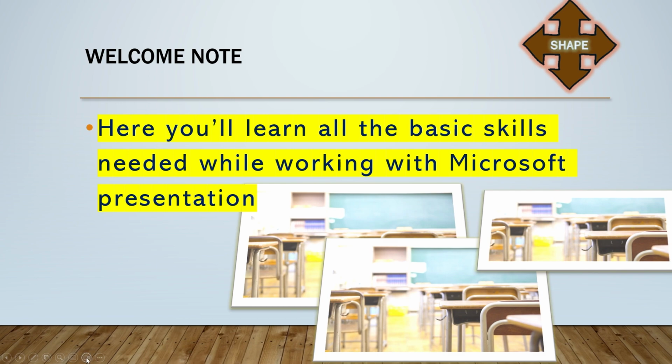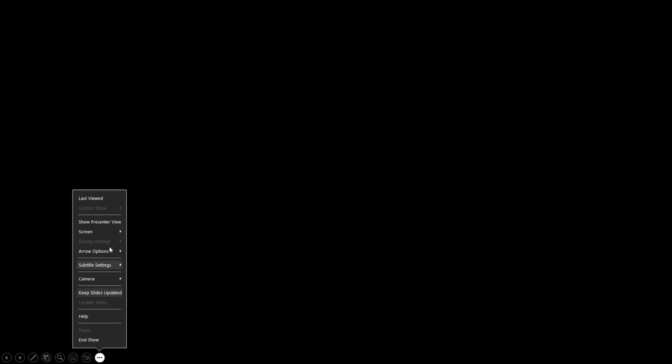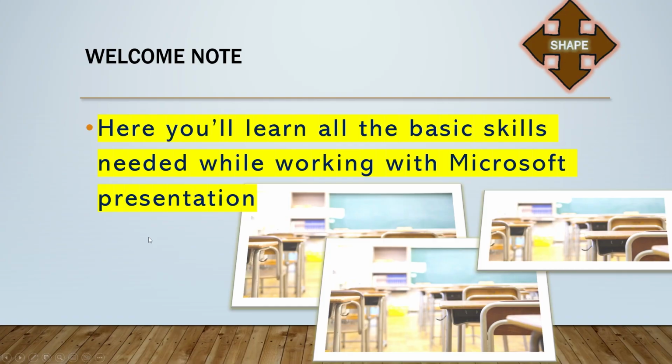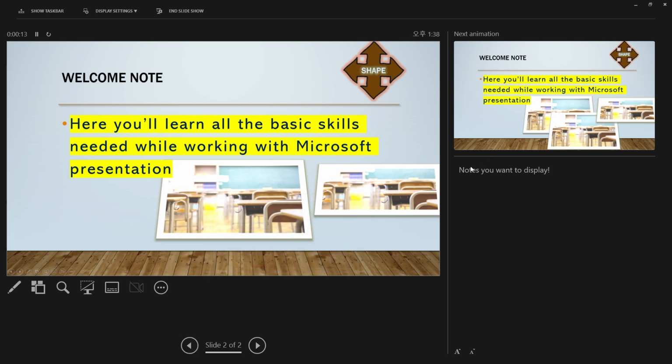And next is this camera button, but you need a camera to do this. Next is this three-dotted icon. There will be more options you can use, such as screen, black screen, unblack screen, show presenter view. Like this, there are many options you can use. And when you're in presenter view, you can see at the right there's the note you wrote. So this is really useful when you have multiple displays. You can show this presentation on one side and you can read it from the other side.